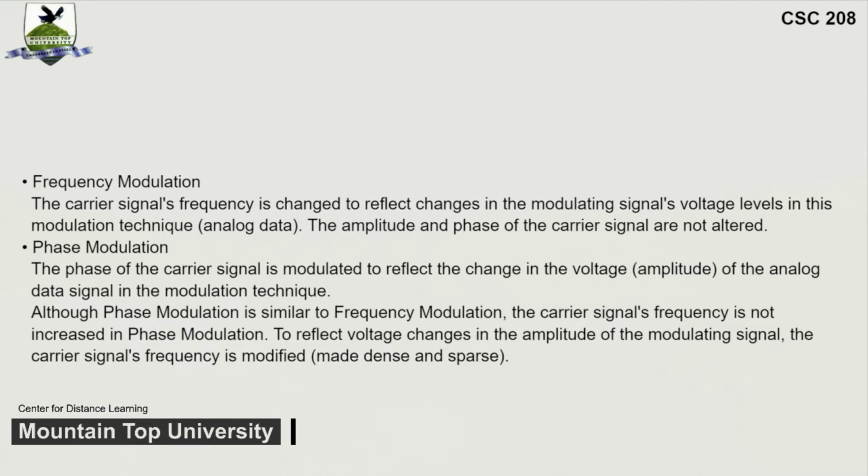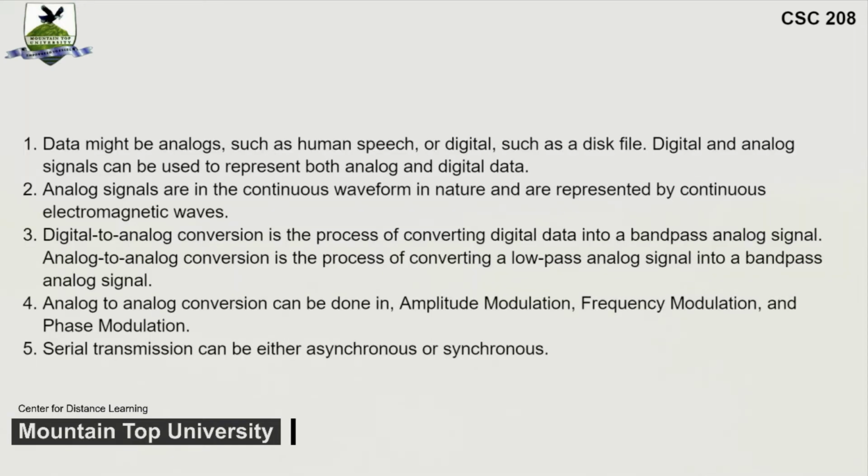Summary of Study Session 3. In Study Session 3, please note the following. 1. Data might be analog, such as human speech, or digital, such as a disk file. Digital and analog signals can be used to represent both analog and digital data. 2. Analog signals are continuous waveforms in nature and are represented by continuous electromagnetic waves.